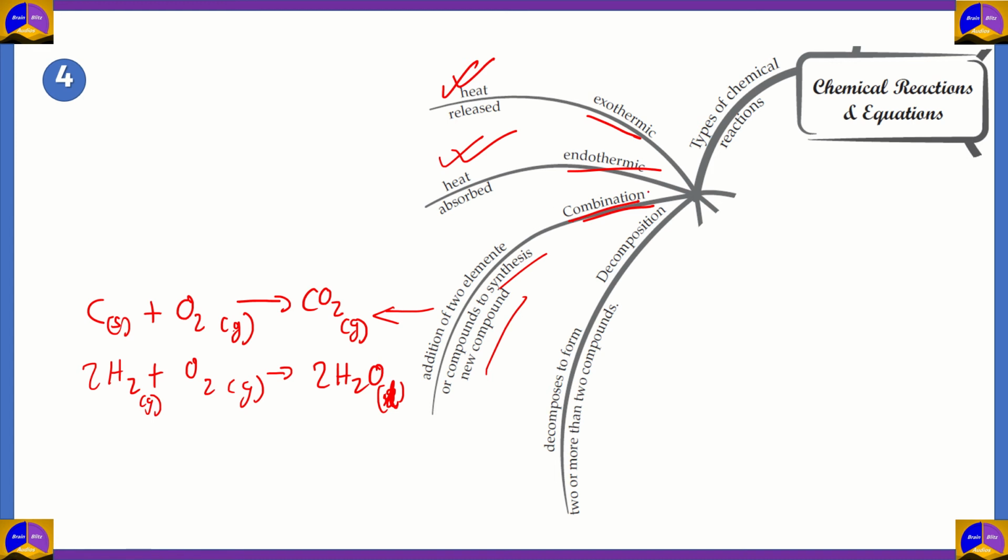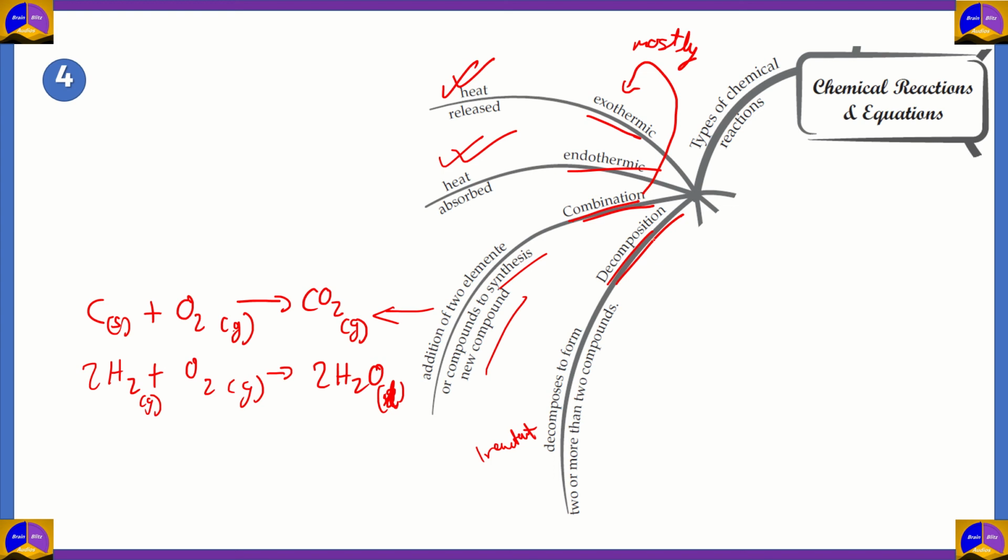Now, combination reactions are mostly exothermic. There are some reactions which are both combination and endothermic, but most reactions are exothermic when they are combining two reactants to form a product. The next type of reaction is decomposition. What is decomposition? Decomposition reactions are reactions where one reactant decomposes to form two or more than two products.